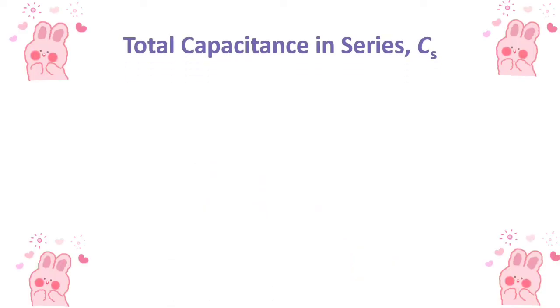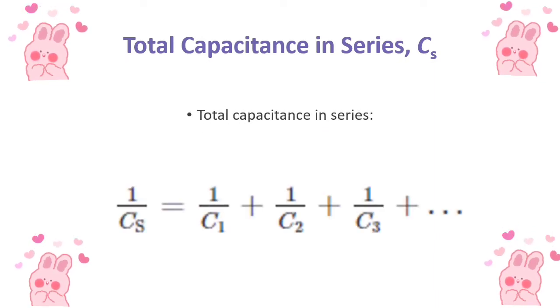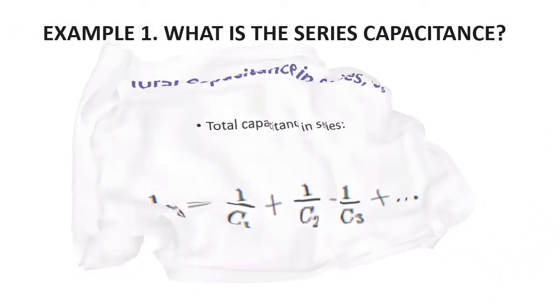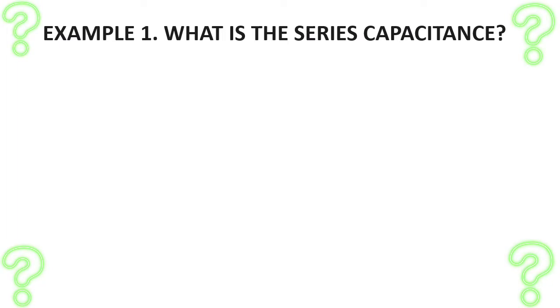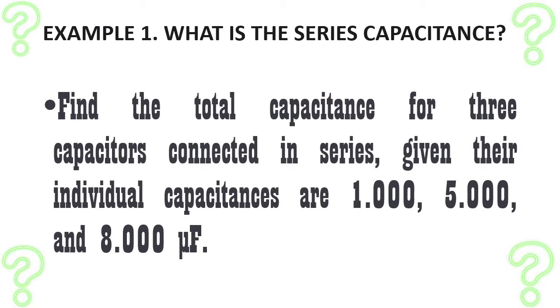Kaya magka-come up tayo sa formula in finding the total capacitance in series or CS as follows. 1 over CS is equal to 1 over C1 plus 1 over C2 plus 1 over C3 and so on. What is the series capacitance? So find the total capacitance for 3 capacitors connected in series, given their individual capacitances are 1 microfarad, 5 microfarad, and the third one is 8 microfarad.